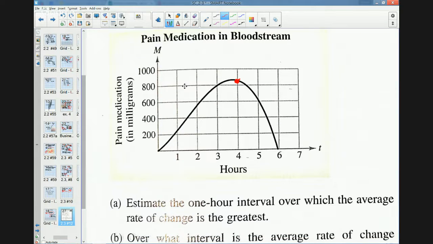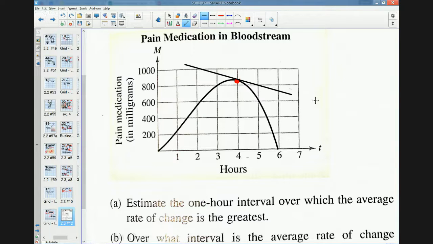So at t equals 4, we're right here. What is the slope of the tangent line right there? Well, would you agree it's something like this? That appears to be approximately the slope of the tangent line right at that red point. Now the question is, can you tell me which hour interval has the closest to that slope?